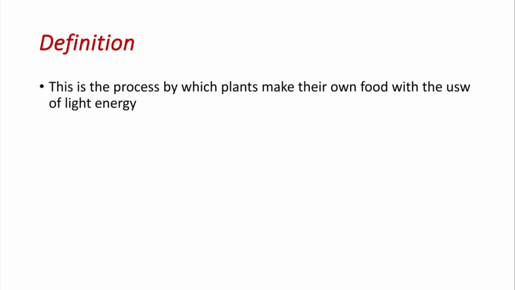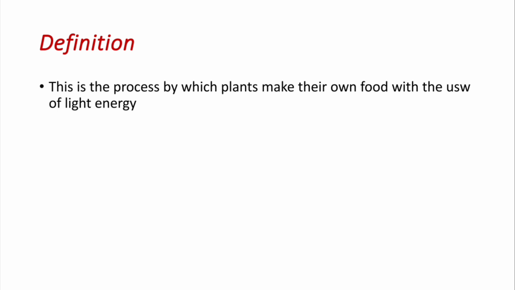All right, let us define photosynthesis. So this is the process by which plants make their own food with the use of light energy. Forgive me, the spelling there for use, it is wrong. So yeah, photosynthesis is simply the process by which plants make their own food with the use of light energy. So we're being told that plants make their own food.